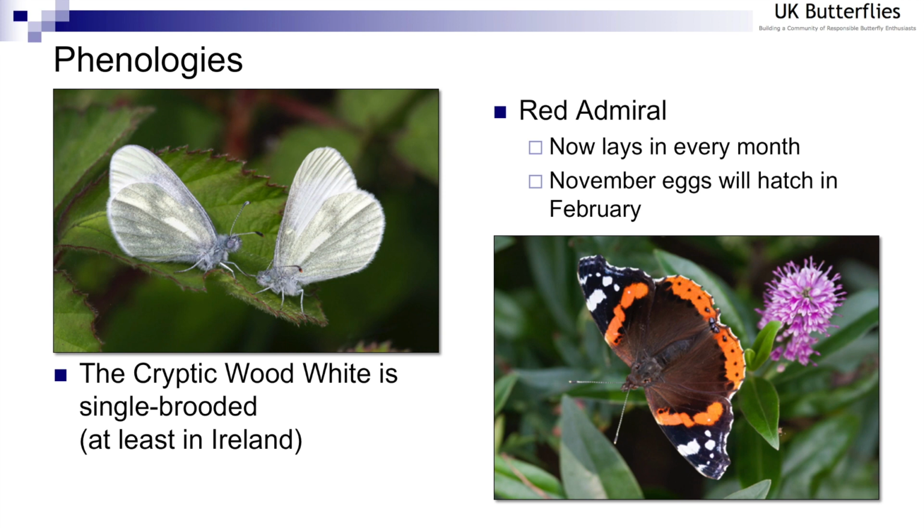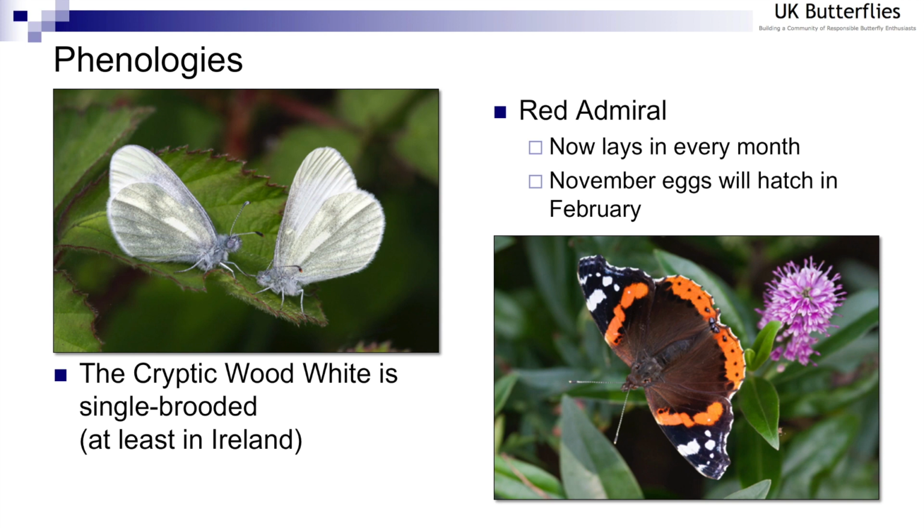And that leads me to believe, at least from that population, from where the eggs came in Southern Ireland, the species is single brooded. And this has been a topic of hot debate within the Irish entomological community. But I think there's some evidence there that potentially the cryptic woodwhite is single brooded, at least in Ireland.